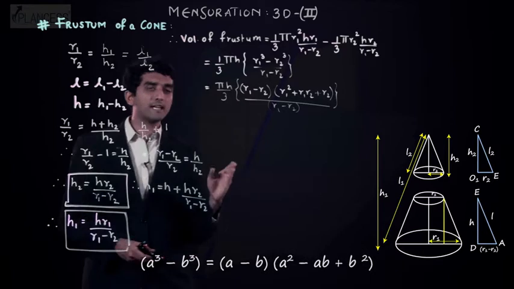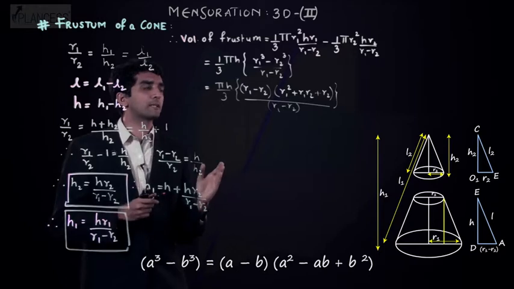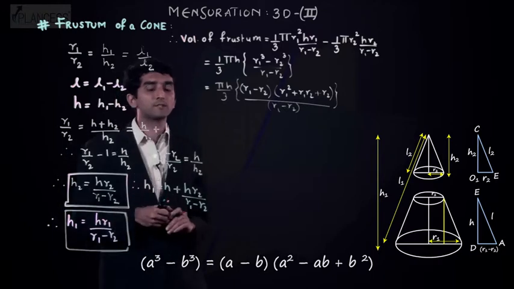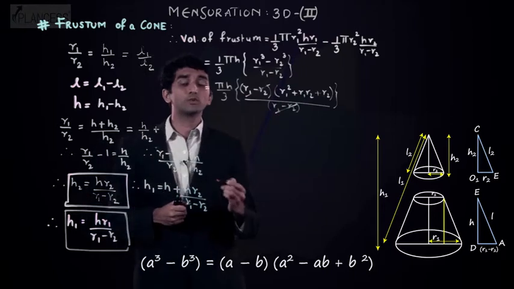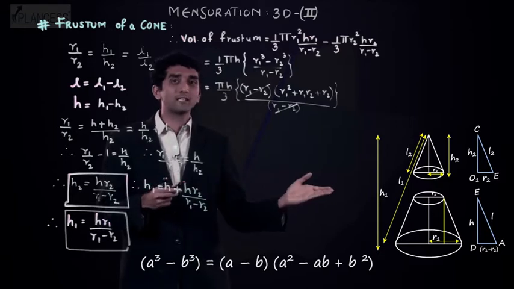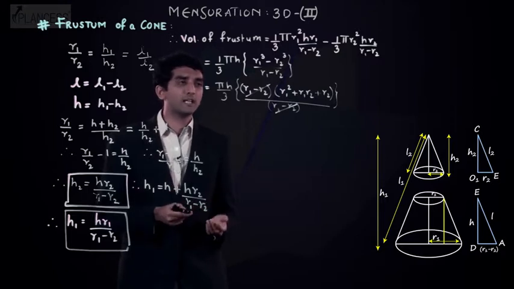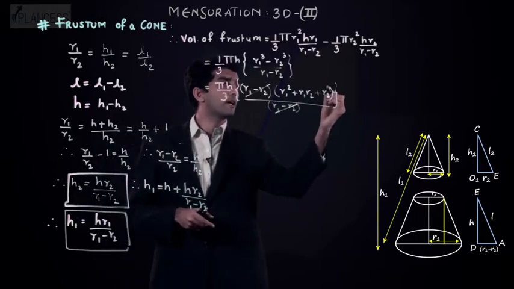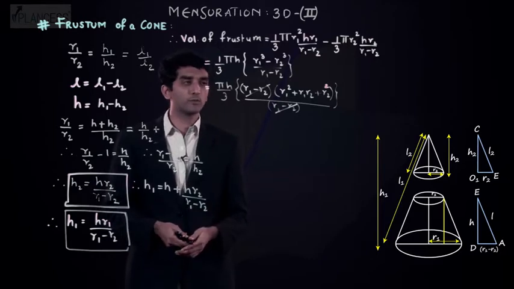I repeat the formula that we used here. We use the formula a cube minus b cube is a minus b into a square plus ab plus b square. That formula has been used. A is r1 and b is r2. Now using that formula we got this. These two things have been cancelled, and then we get the volume of the frustum as what I had given to you at the start. It's nothing but 1 by 3 pi times h into r1 square plus r1 r2 plus r2 square. My bad, I haven't written the r2 square over here. So yes, this is how it goes. This is the formula for the volume of the frustum.